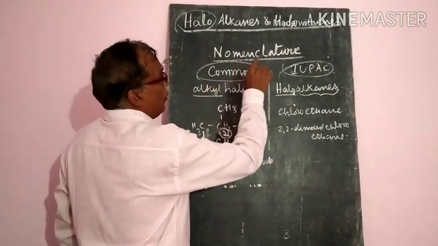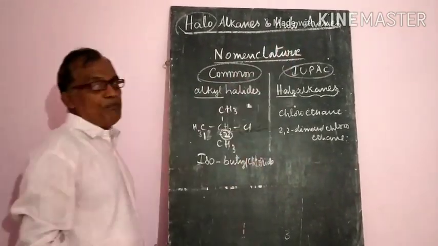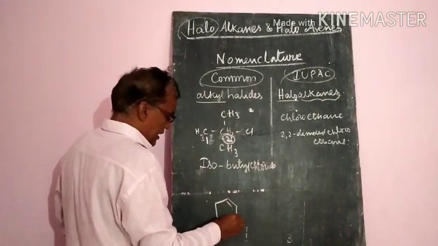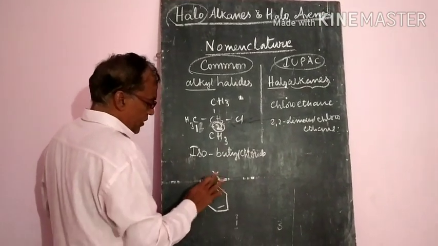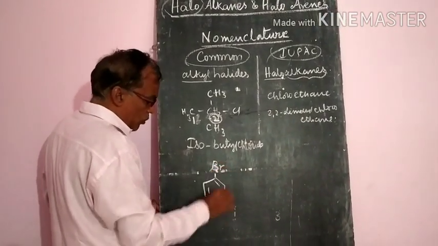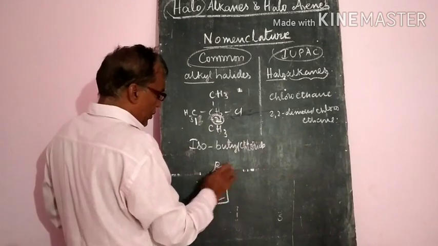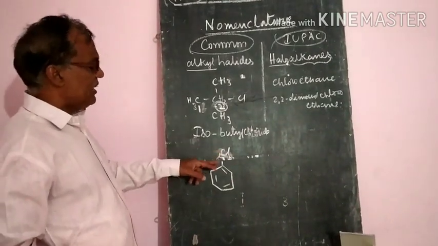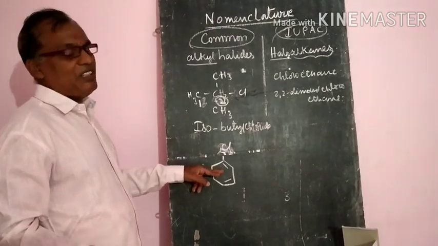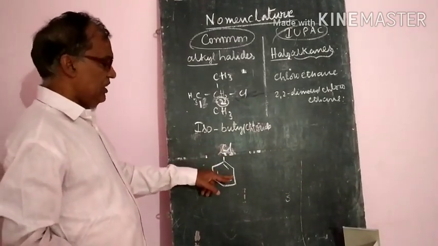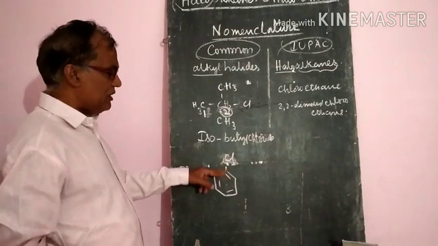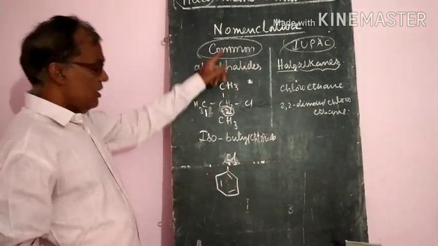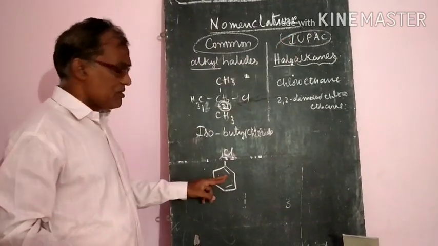But monohalogen arenes, benzene compounds with monohalogen, that means if it contains only one halogen. Suppose if bromine is there, we write bromobenzene. If chlorine is there, chlorobenzene. So for monohalogen arenes, we derive the names from benzene, the corresponding halobenzene: chlorobenzene, bromobenzene, iodobenzene. For these, common names and IUPAC names are the same.